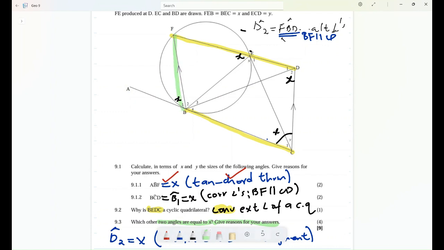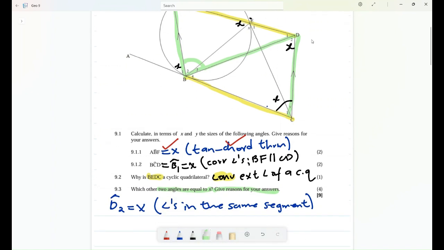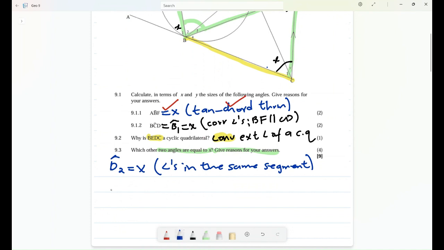Let me redo that. FBD. So I'm saying this angle FBD is equal to x, which is equal to D2 again. So I'm going to use that one again. I'm going to say now angle FBD is equal to angle D2 is equal to x. Why am I saying that? Alternate angles, such that which two lines? BF is parallel to CD.